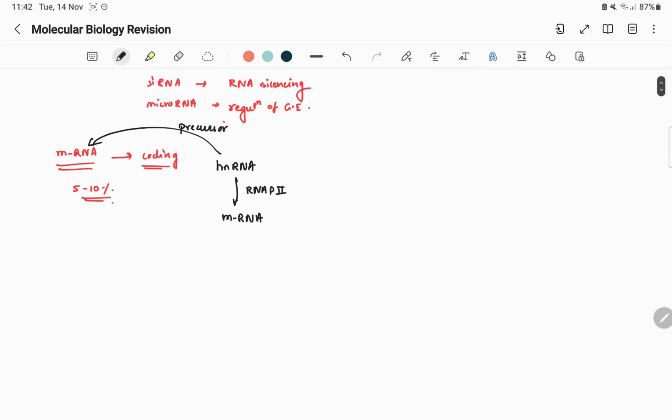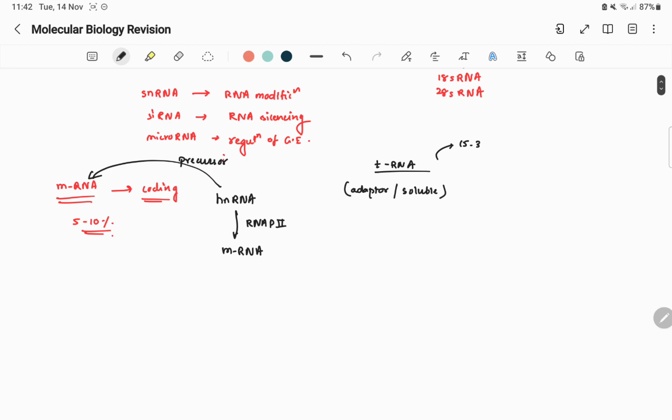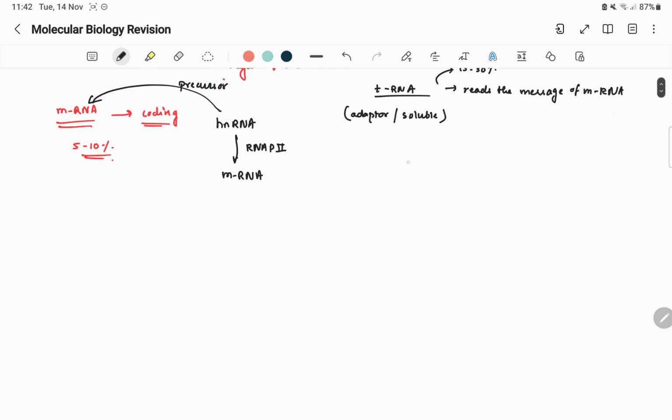Then we'll talk about tRNA. tRNA is also called an adapter molecule, or a soluble molecule. It is soluble in structure, 15 to 30% of total. It reads the message of mRNA. The structure is like this. This is the structure of a tRNA.